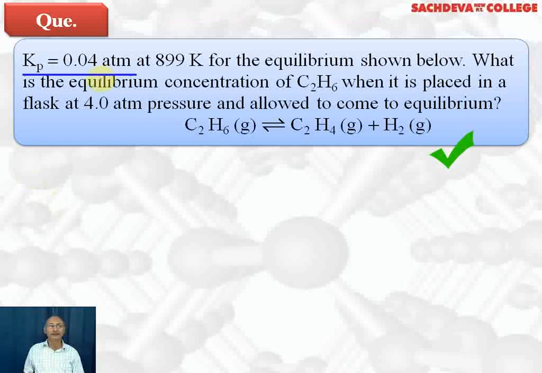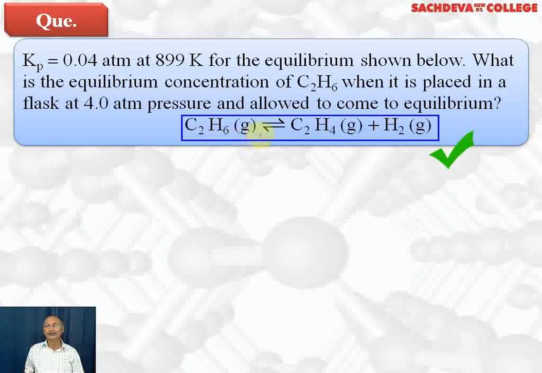Kp is equal to 0.04 atmosphere at 899 Kelvin for the equilibrium shown below. What is the equilibrium concentration of C2H6 when it is placed in a flask at 4 atmospheric pressure and allowed to come to equilibrium?